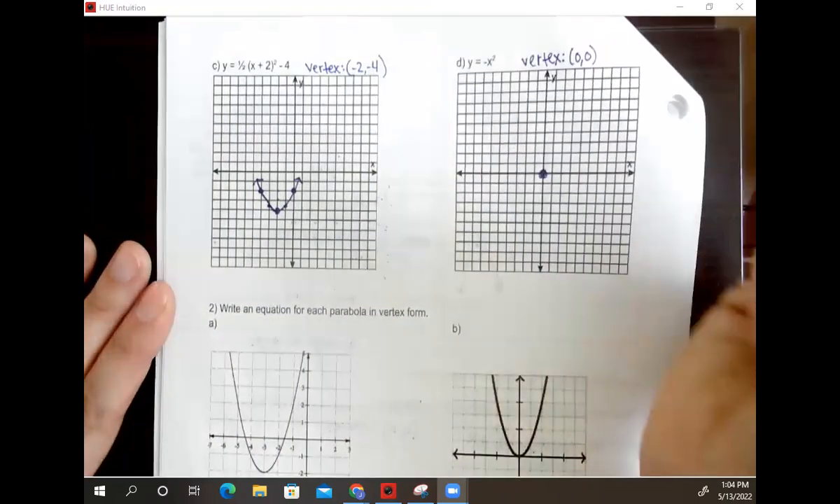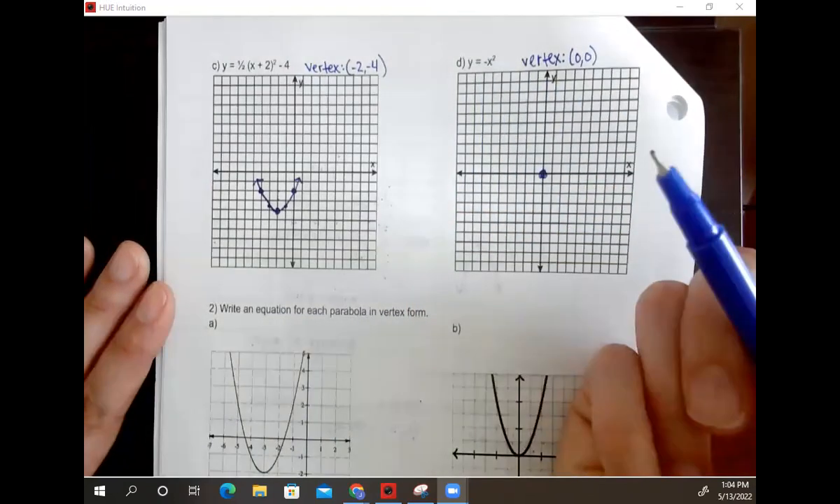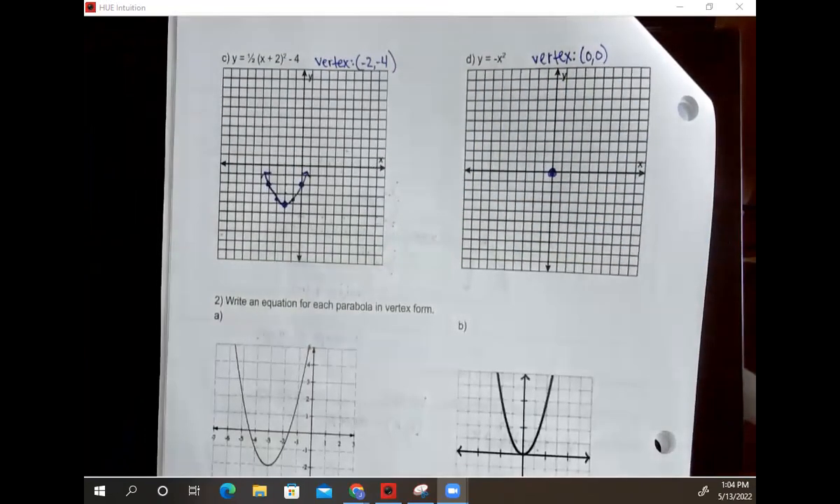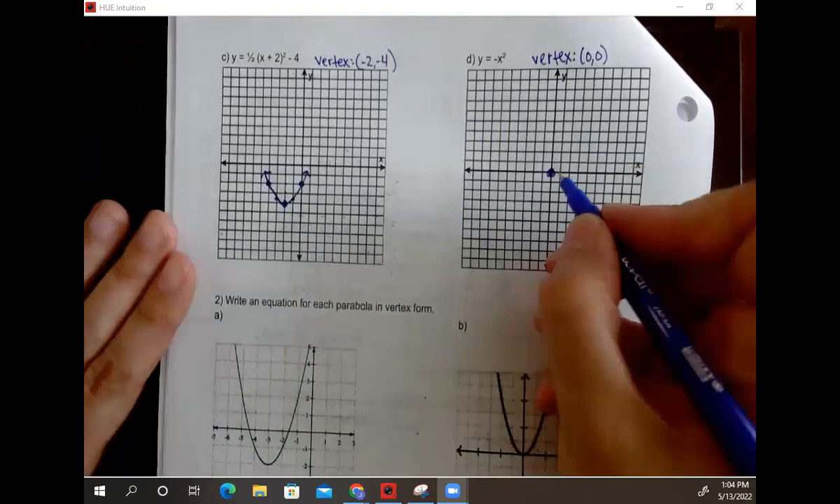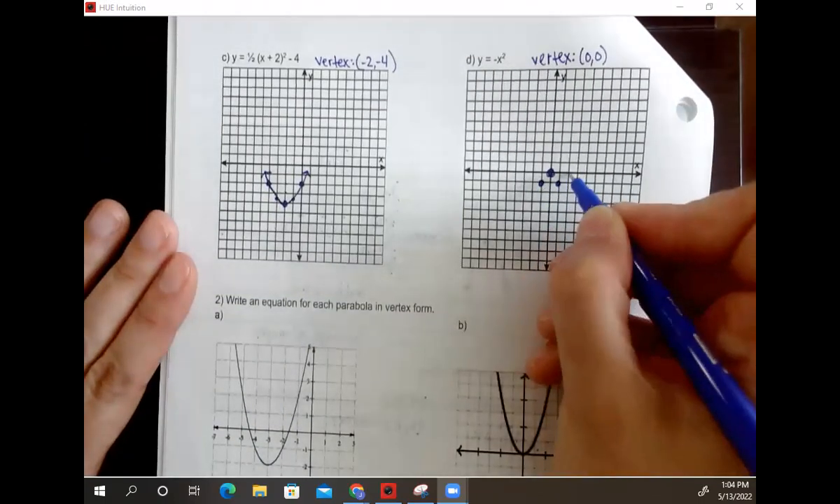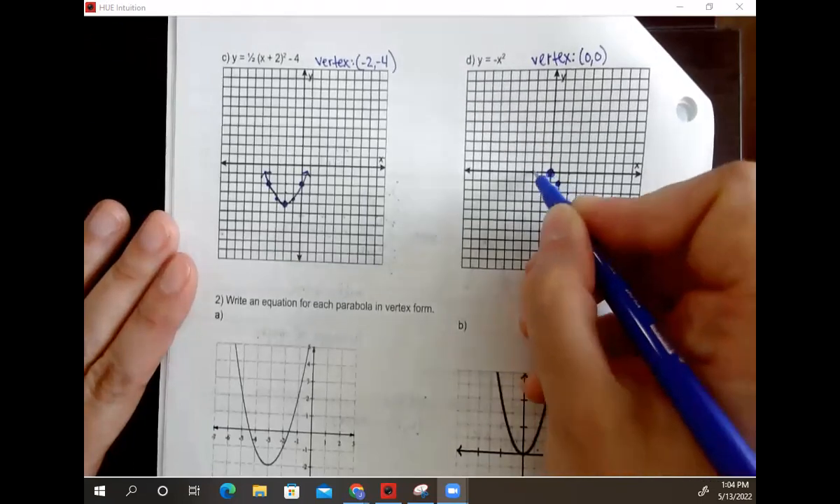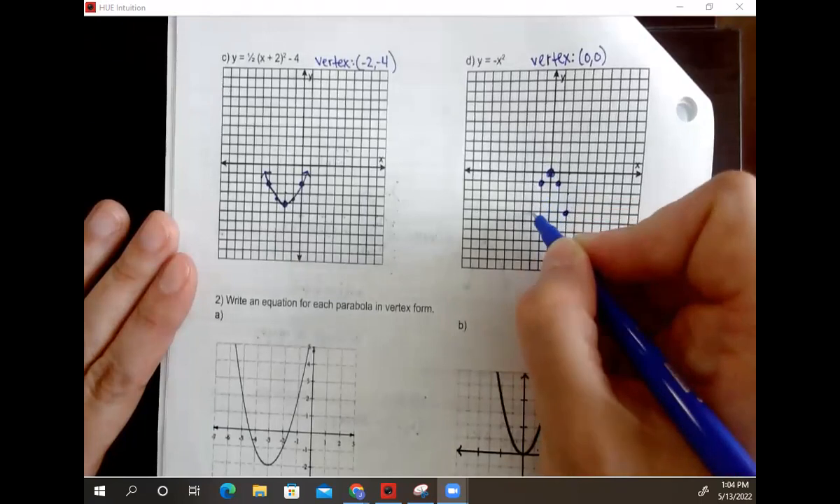For my lead coefficient, I just see a negative sign here. That means -1. So I'm going to be flipped, but not stretched or compressed any. So out 1, down 1 on either side, and then out 2, down 1, 2, 3, 4. And same thing on the other side. 2, 3, 4.